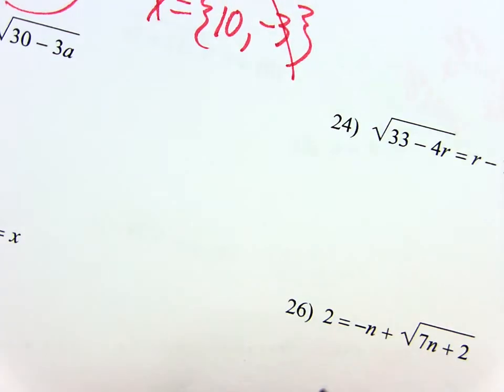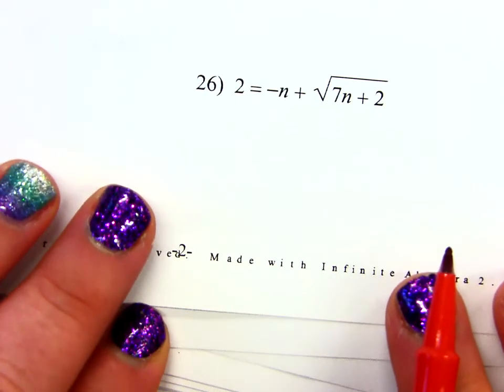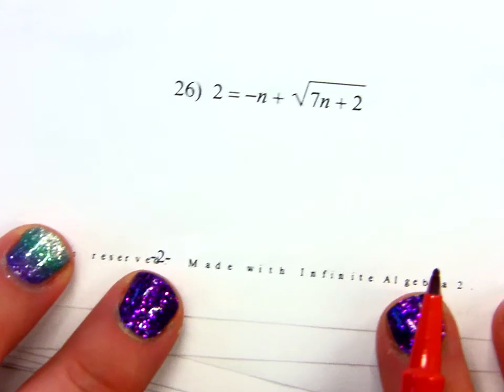So wouldn't both of them have to be negative on 26 then? I don't know. I will answer that question in a moment.